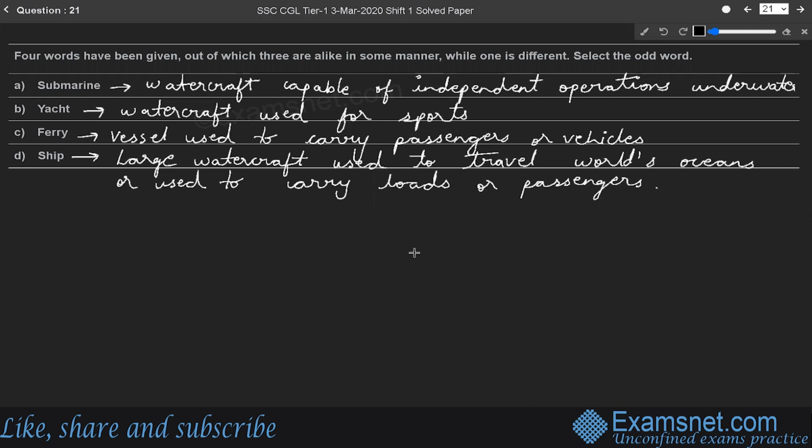So out of all these given options, if we look carefully, submarine is the word that does not fit here, because we know that submarine is a watercraft that works underwater. We have all seen a submarine in movies or fictions or somewhere else. So we know that yacht, ferry and ship, these are the things that work on the surface, or we can say above the water. But submarine is something that works underwater. So the odd word here is submarine. So for this question, the correct option will be option number A.